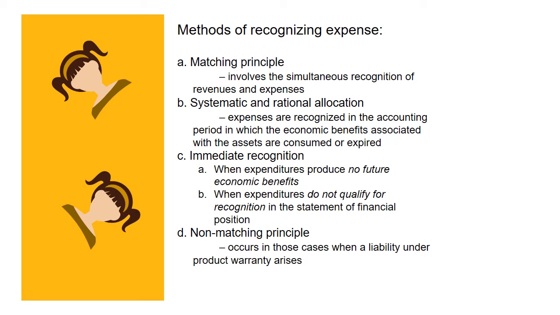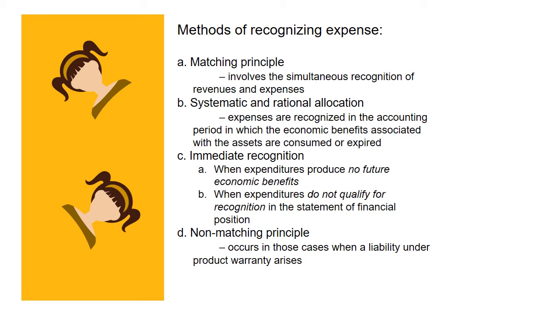So, part ng cost ng asset is nako-consume natin kasi ginagamit yung machine. So, every month, yung nako-consume natin is 5,000. So, there is systematic and rational allocation in recording the depreciation expense. So, that is the best example for letter B. Next, letter C, immediate recognition.